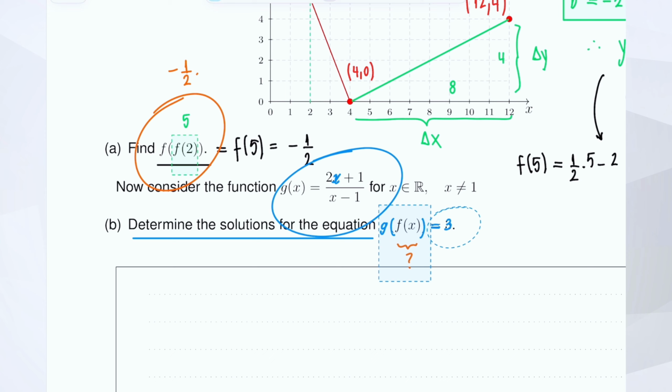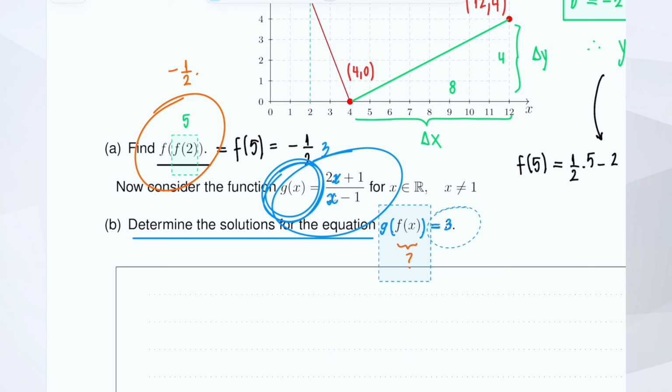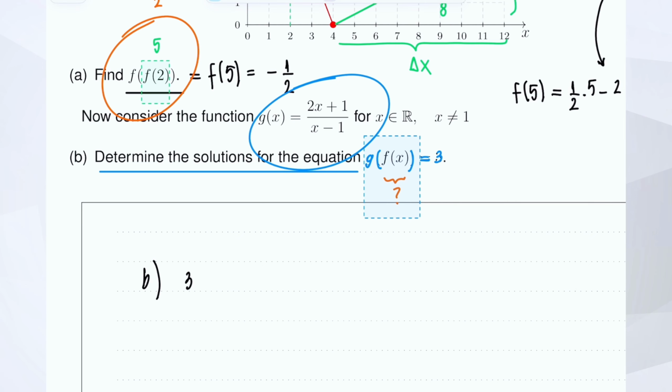Therefore, we need to have something here, which when you input into g, produces 3 as a result. Now, producing 3 as a result in g of x means that you're not plugging in 3 into the x values over here. What it actually means is that the result is 3. Therefore, this g of x is going to be 3. We need to find the x value that produces 3 as a result. And that means that we need to find where 3 is equal to (2x plus 1) over (x minus 1).